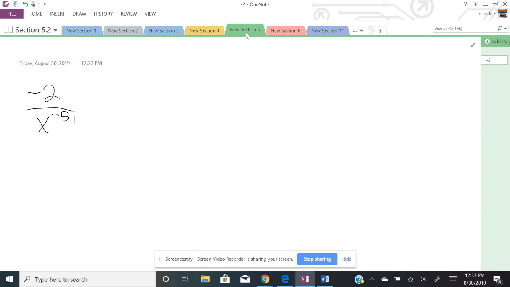Here's another one. I do not like this negative 5 in the exponent. The negative 2 stays in place. It does not move because it does not have a negative exponent, so it gets to stay where it is, and this becomes x to the 5th.